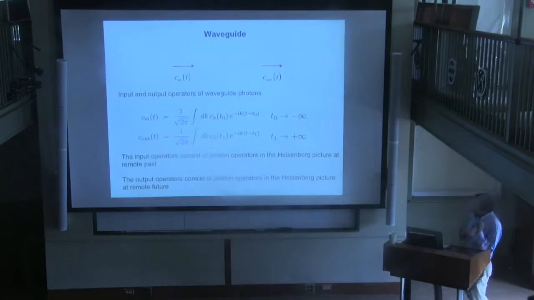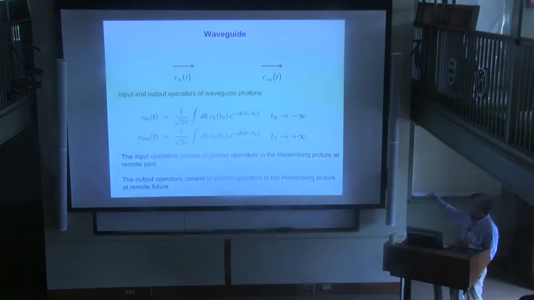And so the time label actually is a convenience here. The important point here is that the input field consists of photons at remote past. Similarly, the output field is constructed for photons at a remote future. So these are all Heisenberg operators that describe the waveguide system.